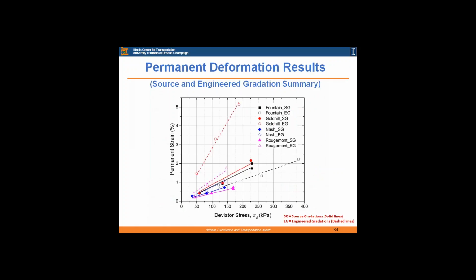And this is a summary slide showing all 4 materials at the source gradation and engineered gradation. Again, the dashed lines are for the engineered gradation, and the solid lines are for the source gradations. And based on the differences in gradation, you will see that some materials had high variability, such as Rougemont and Goldhill here, while other materials had pretty similar permanent deformation accumulation.